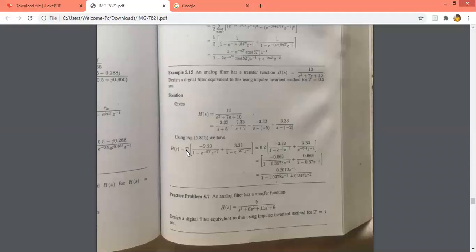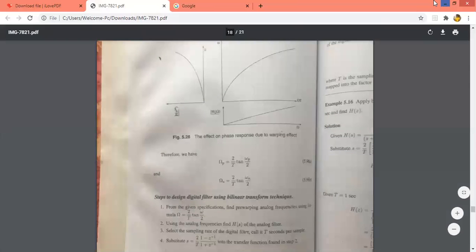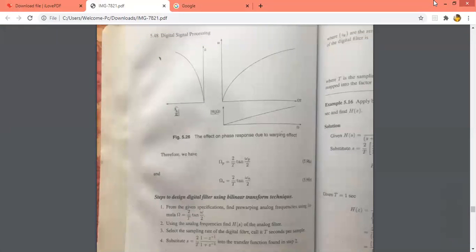What you have to do, you have to write it in partial fraction form, where we will be getting 3 terms and each term should have only one pole. Then we are directly, since T is 1, you no need to multiply the numerator with T. Okay, directly you can take Ck by 1 minus e power pkT z inverse. Okay, so that is the procedure we have to use to design digital filter using impulse invariant.